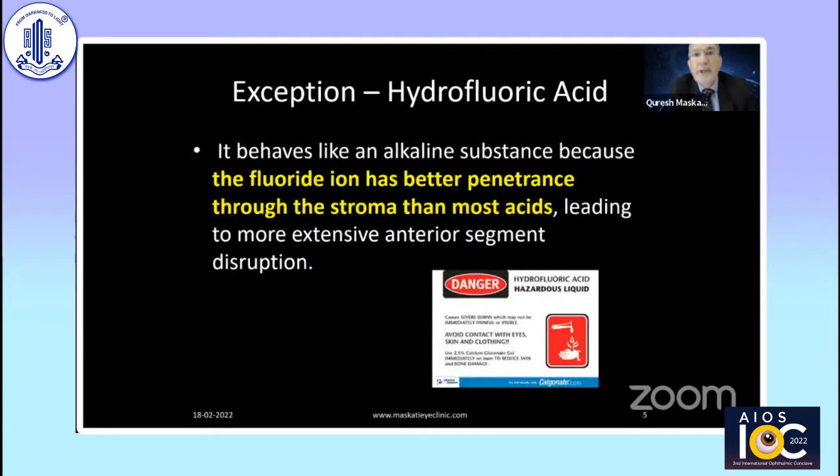The exception is hydrofluoric acid. So if the patient tells you it's hydrofluoric acid, though it's an acid, it behaves more like an alkali because of the fluoride ion. The fluoride ion bypasses the barriers that an acid normally creates and penetrates right through the stroma and into the anterior segment. So it behaves more like an alkali.